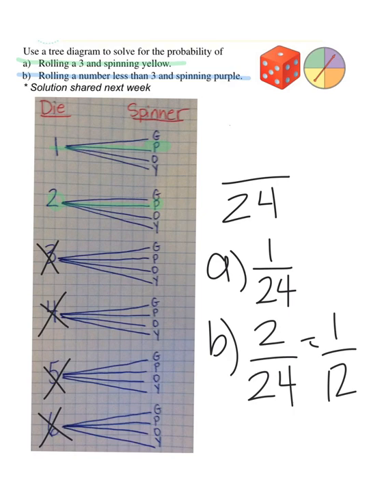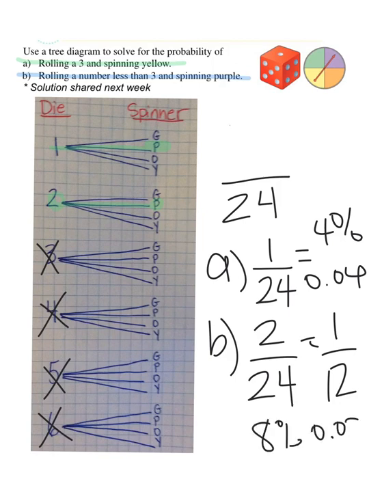And to include our decimals and percentages, a 1 out of 24 chance is about a 4% chance, which is 0.04. And a 1 in 12 chance is about an 8% chance, which is a 0.08.